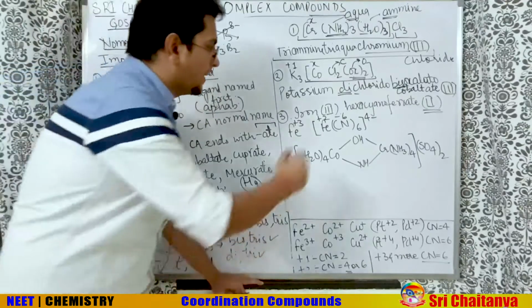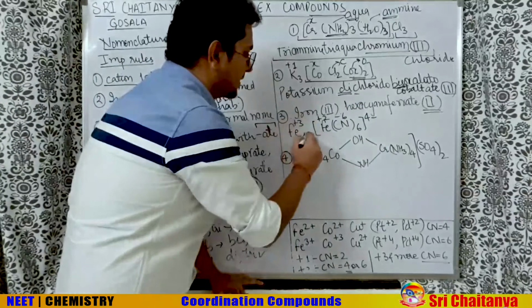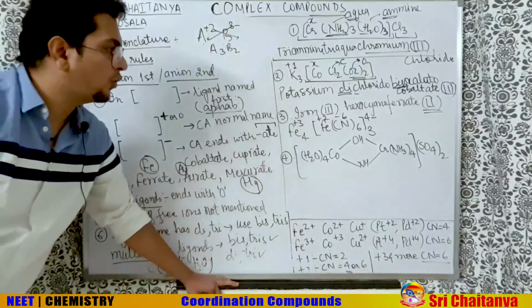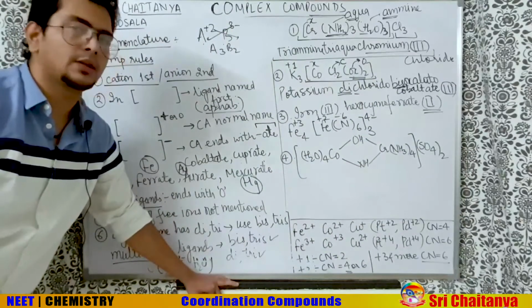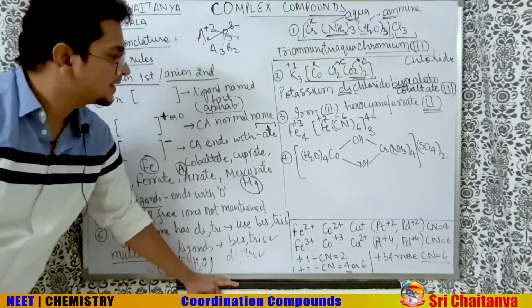So, by crisscross rule, this box gave 4 here, and this plus 3 gave 3 here. So the overall formula comes out to be Fe4[Fe(CN)6]3. I think this part is clear to us. Now we go to this one.